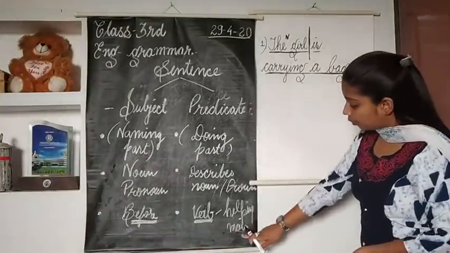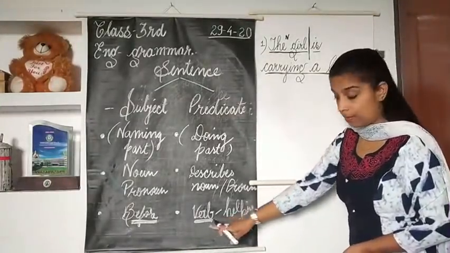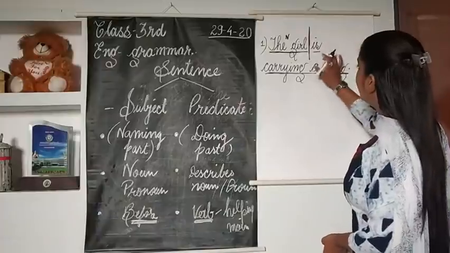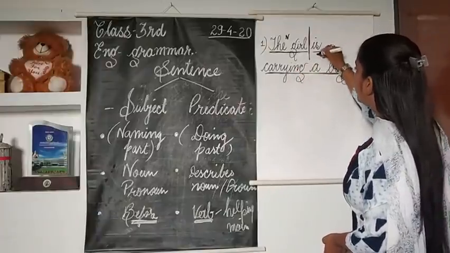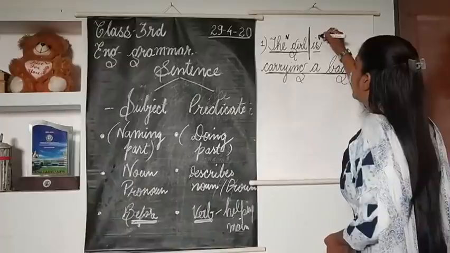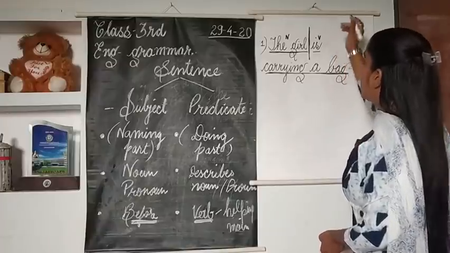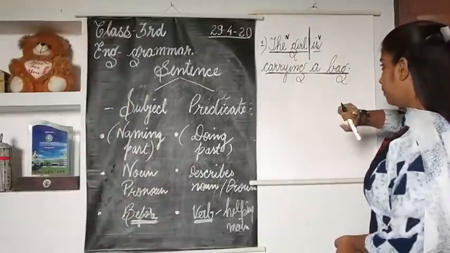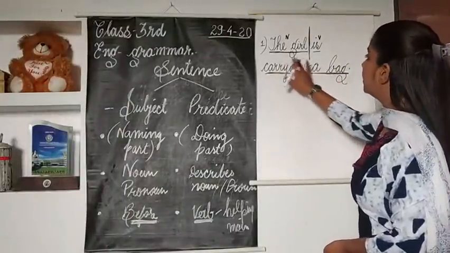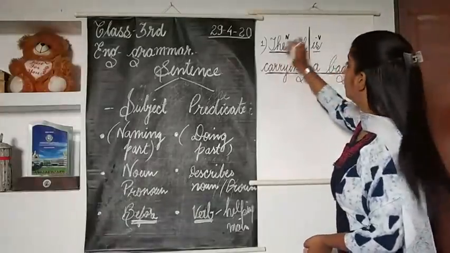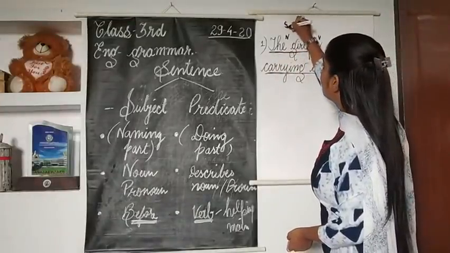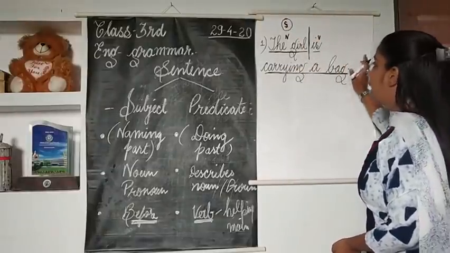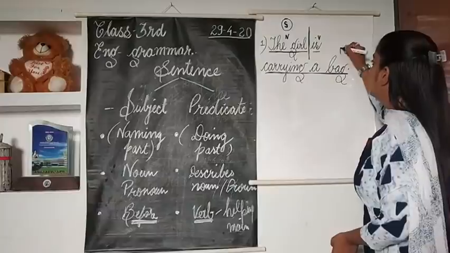And as I have told you, it always starts with a verb, either helping verb or main verb. So here in this sentence, is carrying a bag. Is is the helping verb here, and carrying is the main verb. Okay? So in this sentence, the girl is a noun, so it is the subject part. And is carrying a bag is the predicate part.